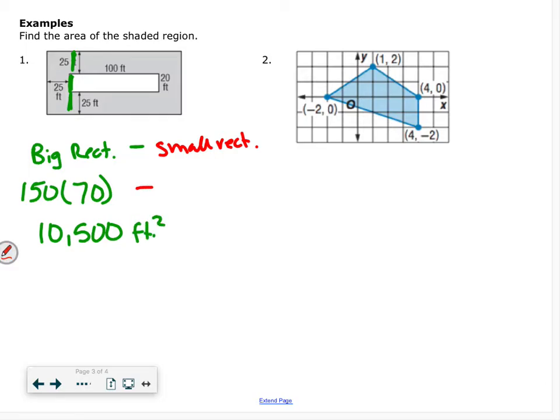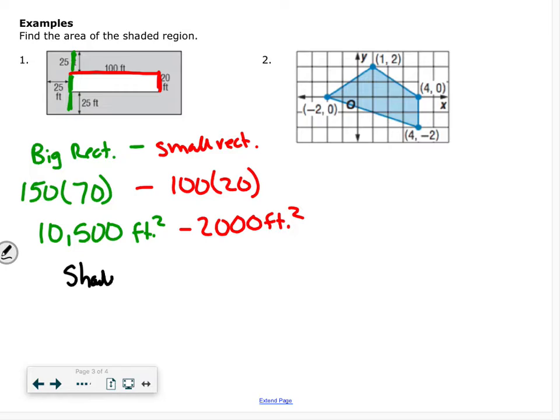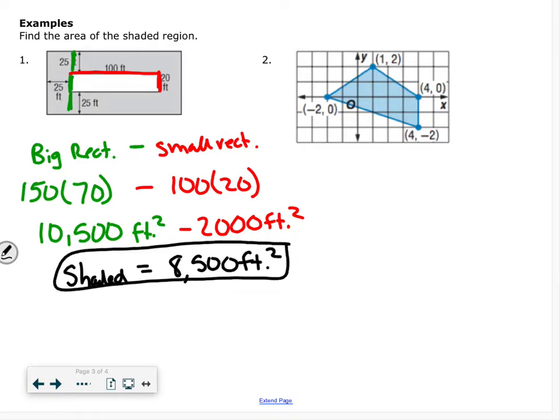We're going to subtract the small rectangle. That one's a little bit easier. It's 100 by 20. So when we multiply those, we get 2,000 feet squared. So the shaded area would then be 8,500 feet squared when you subtract them.